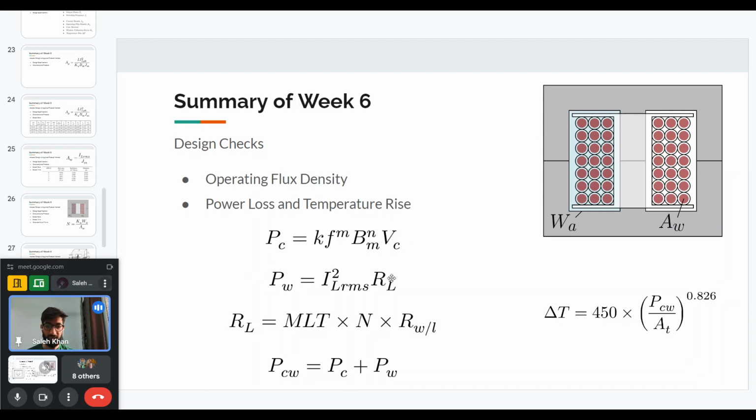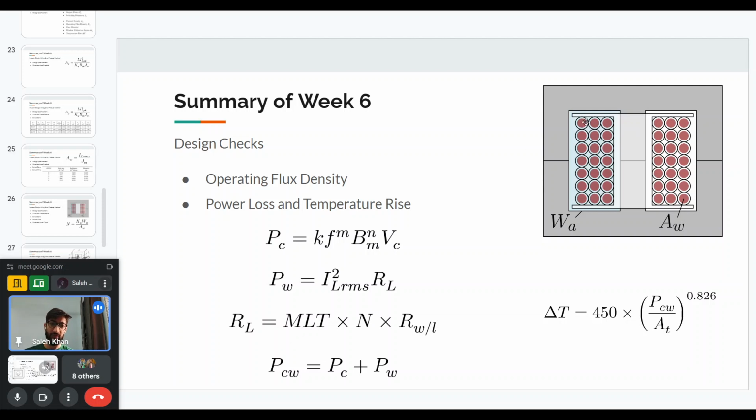And then we can find the winding loss as I square RMS times the resistance of the wire. And the resistance of the wire, now we know the resistance per length of the wire from the AWG table. So now we need to know what is the length of the wire. The length of the wire will be the number of turns times the mean length per turn.